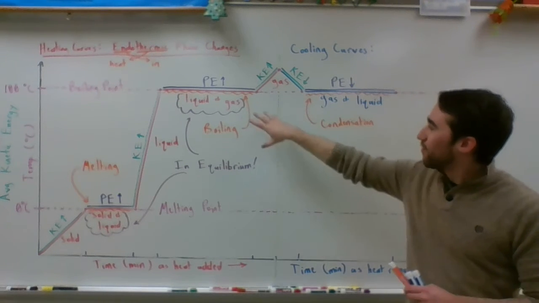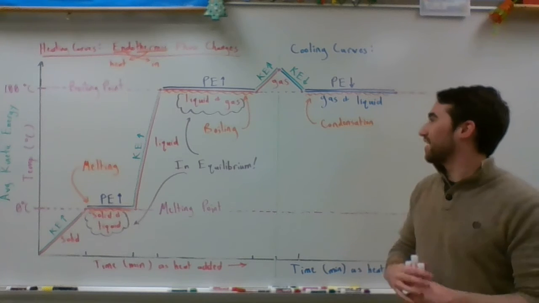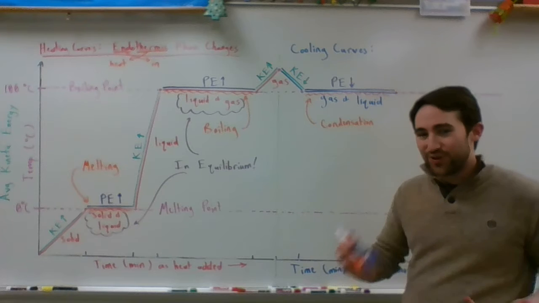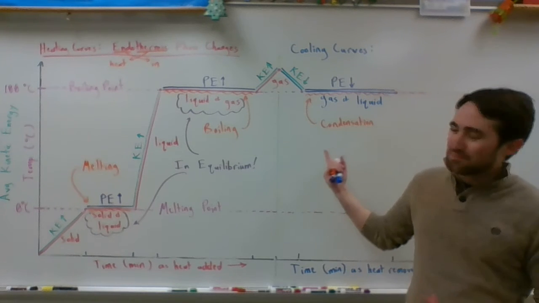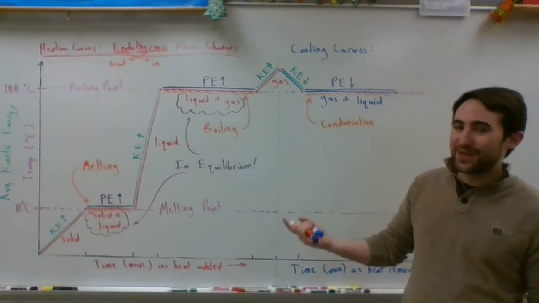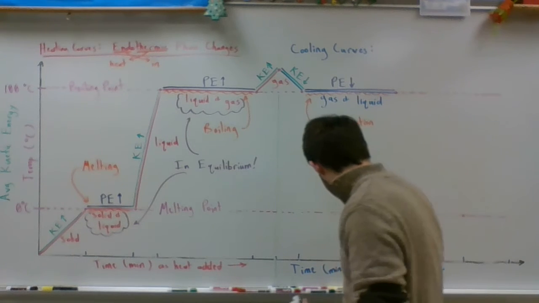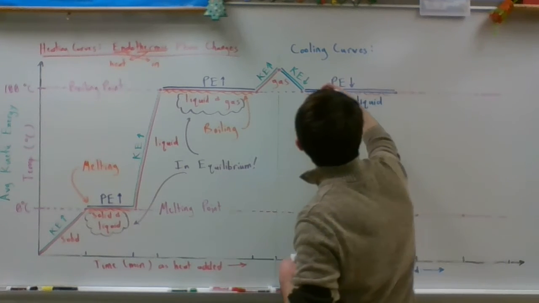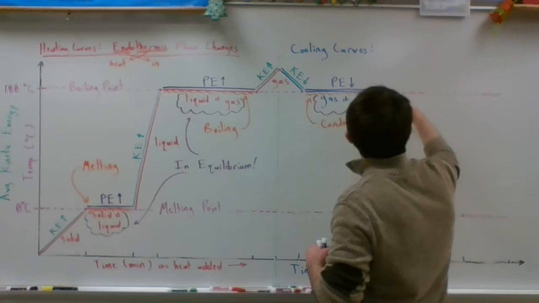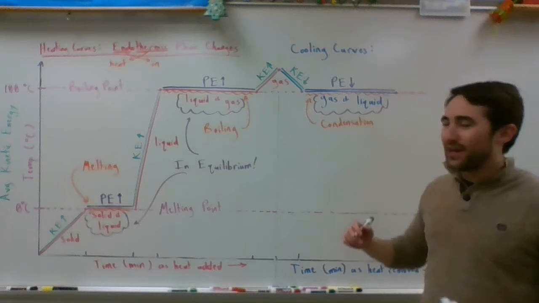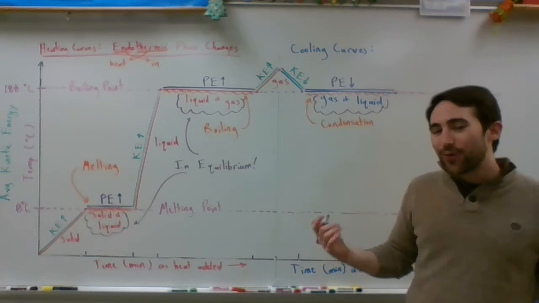Well, when we had the liquid and gas before, when we were boiling, that was an equilibrium between those two phases of matter. It's the same two phases of matter here, just going the other direction. So we should have an equilibrium here too. All right, so during condensation, the gas and the liquid phase should be in equilibrium.